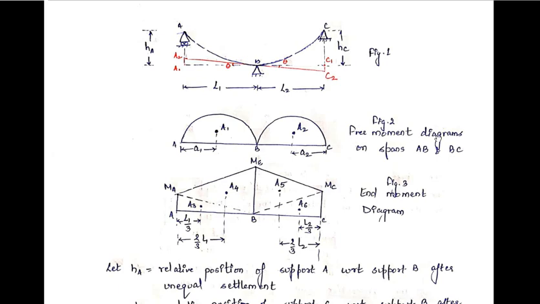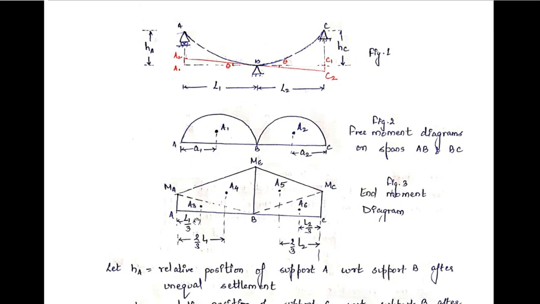One is a free moment diagram and the other is an end moment diagram. If you see the free moment diagram, between A and B the area is A1 and the perpendicular distance is small a1. So the moment will be capital A1 into small a1 plus. Now if you see this triangle, we have to see only the AB portion. Between this AB portion, we now have A3 and A4.